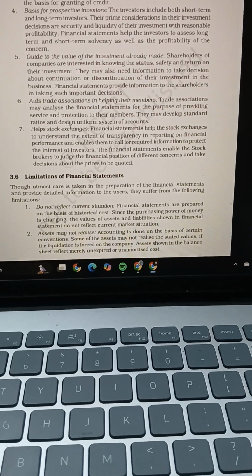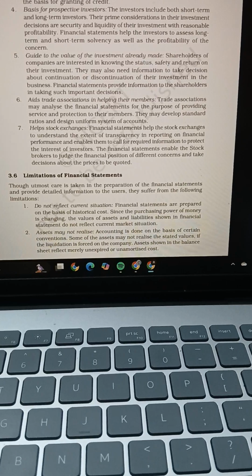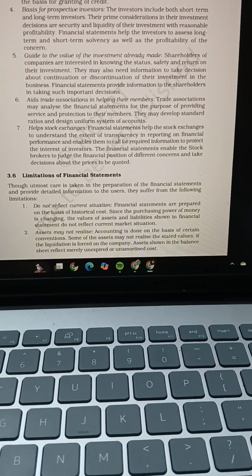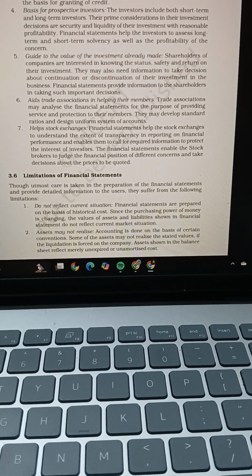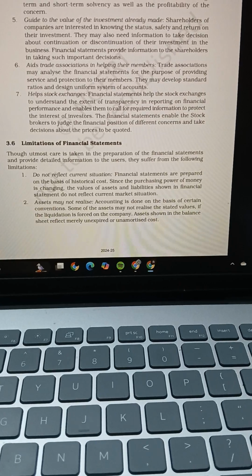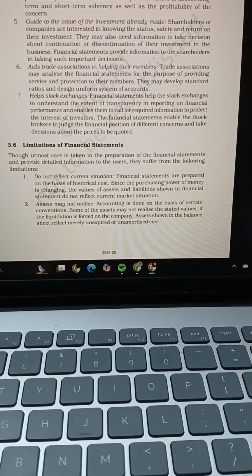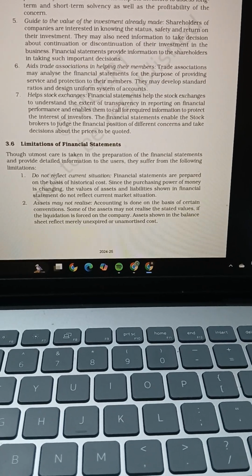The fifth one is guide to the value of investment already made. Shareholders of companies are interested in knowing the status, safety and returns of their investment. They may also need information to take decisions about the continuation or discontinuation of their investments in the business. Financial statements provide such information to the shareholders in taking such decisions.